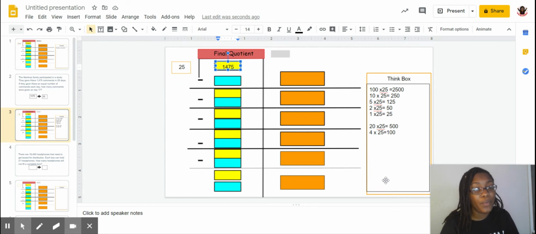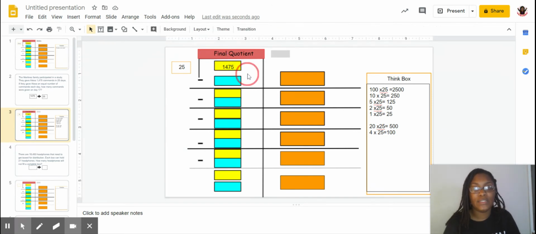We also, before we get started, we need to do a think box. Ms. McCall's already typed hers in for time, but you'll be typing yours in. And you should use numbers like 100, 10, 5, 2, 1, because those are easy numbers to do. You can also do other numbers, whatever numbers you feel like you need for the problem.